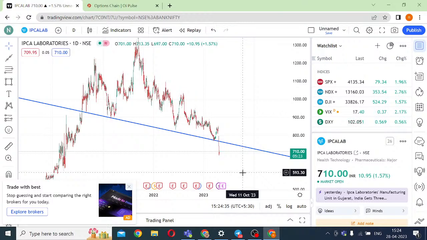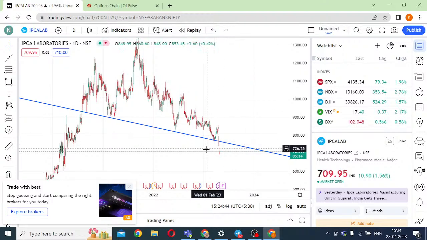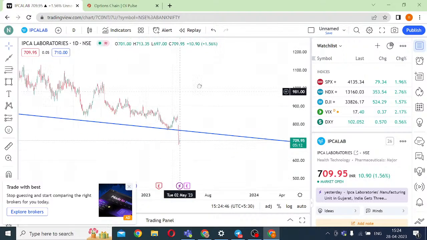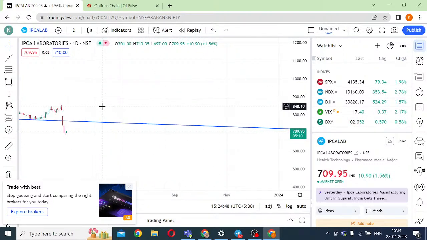But IPCA Labs is in a no trade zone. I am not looking. There is a fair value gap. It may come up till 757. But I need some bullish momentum. There is no confirmation right now. I will not look at entering long in this trade right now.